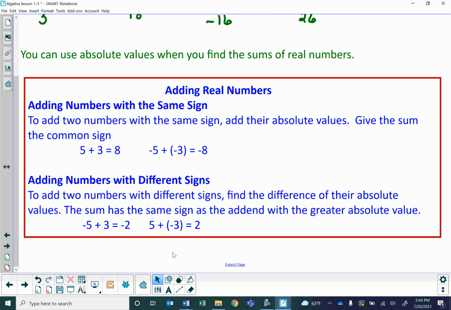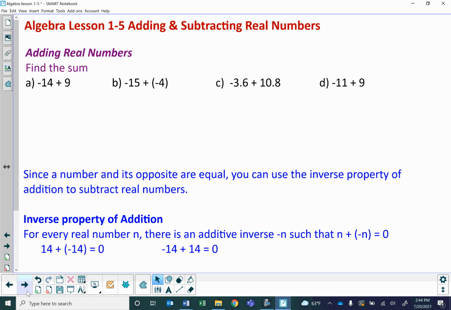So knowing those rules, we can continue to add positive and negative numbers. If I have negative 14 plus 9, those are two different signs, one positive, one negative, so we're going to subtract them. 14 minus 9 is 5, and the number with the larger absolute value is 14, so this number is going to be negative 5. If I have negative 15 plus negative 4, both have the same sign, so same sign, add and keep. We add 15 and 4 and get 19, and keep the sign.